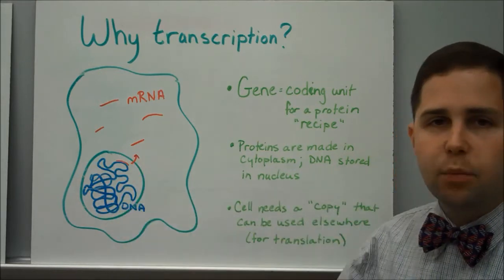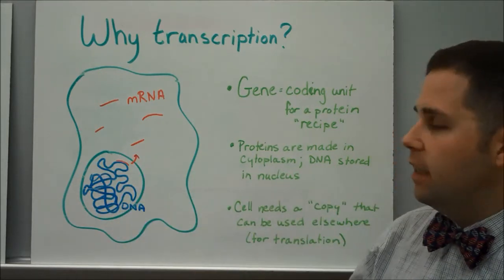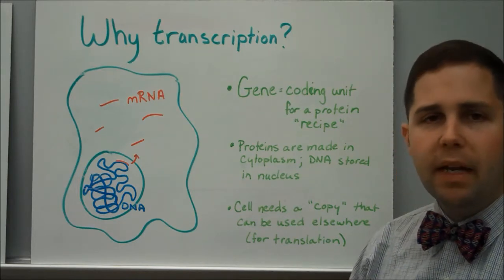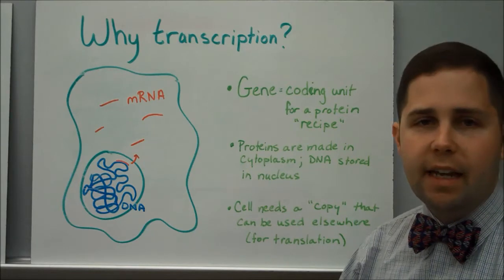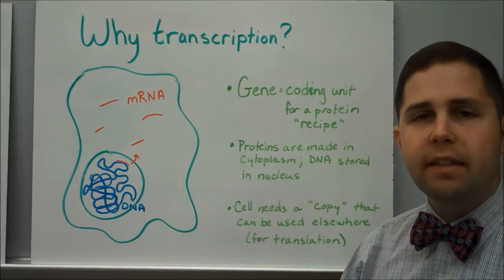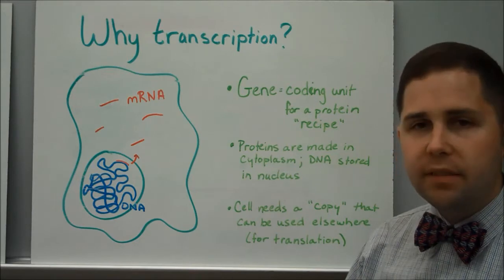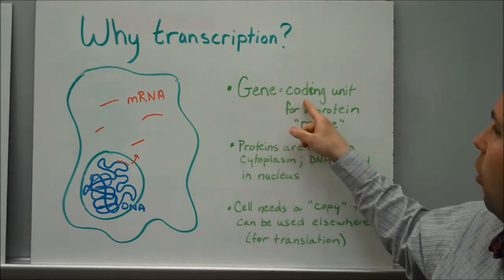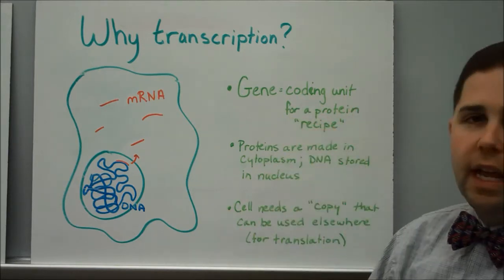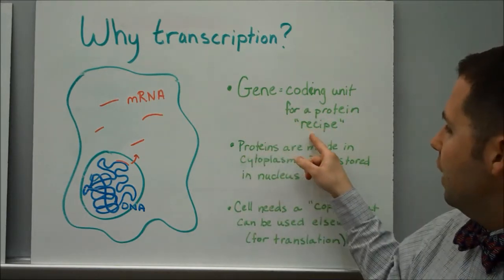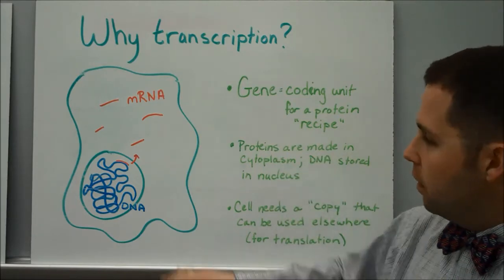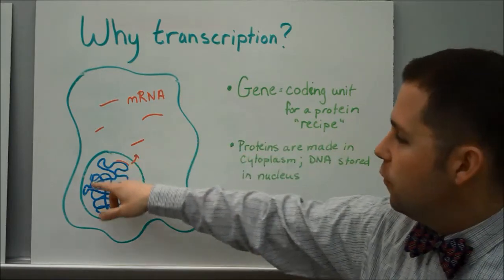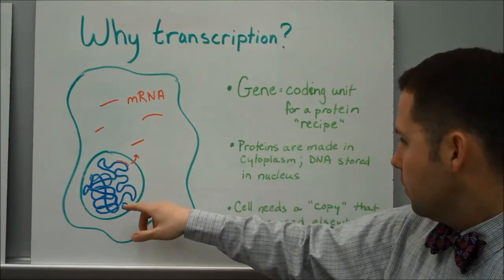It's there so that it's protected from insults within the cell, so that it's all in one place and can be controlled. But when we want to make a protein, we need to take that DNA and use what's in the DNA to make the protein. And that piece of DNA that we use to make protein is called a gene. A gene is the term we use for a coding unit for a protein. And you can almost think of a gene as a recipe for making a protein. So all of our DNA is a cookbook, and it's full of recipes for making protein.